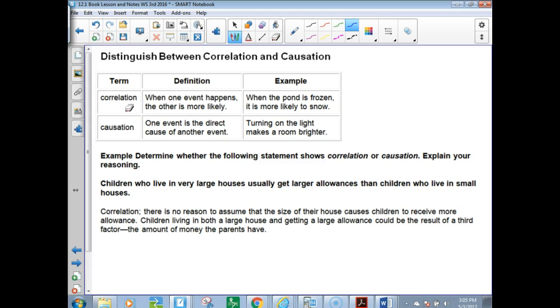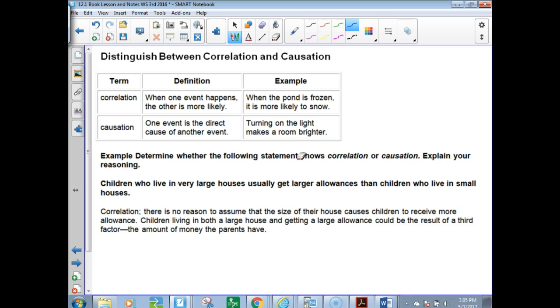This on 1B. When one event happens, the other is more likely. When the pond is frozen, it's more likely to snow because it's freezing outside. Okay? So there's a correlation between the pond being frozen and it may be snowing. Causation, though, is when one event is the direct cause of another event. Turning on the light makes the room brighter. Okay? That's going to happen. So one causes the other.